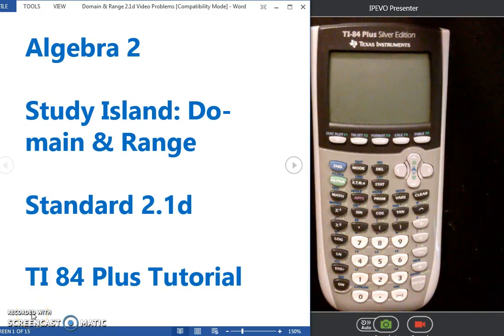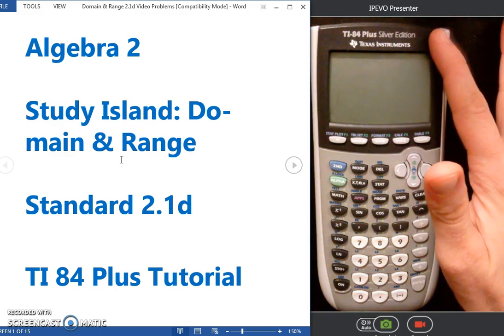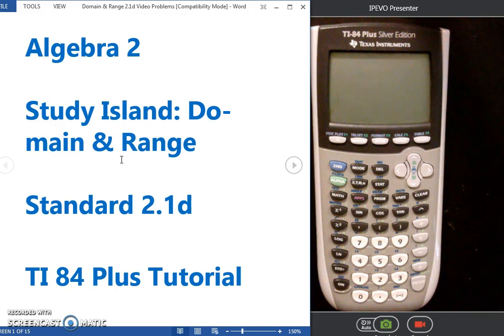We're going to be going over topics in the Study Island lesson called Domain and Range. And what I've done is I've pulled out different types of questions that you can do on this graphing calculator without having to use any or hardly paper and pencil. So this calculator is the TI-84 Plus, and this is the calculator that you are given on the screen on the Algebra 2 EOY. And these are also questions that are related to the Algebra 2 Standard 2.1D.